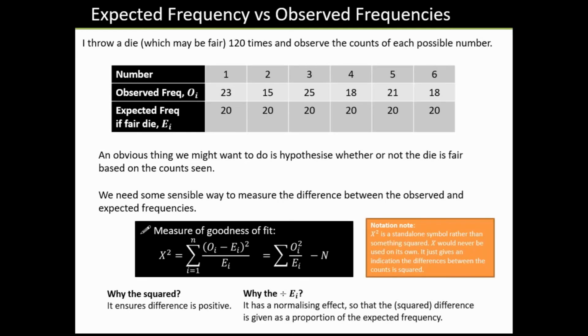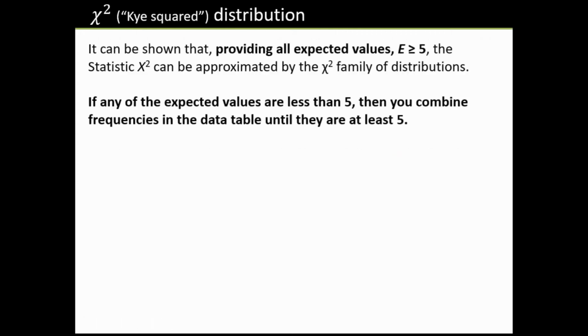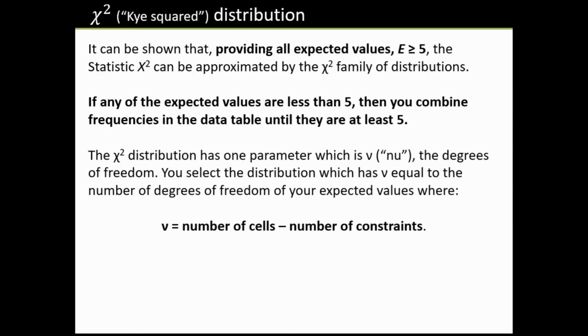So if we go back to this example, our expected frequencies here are all 20, so it's not a problem. However, if any of them, say this one had come out to be 4, then what we'd have to do is combine these two outcomes, the 5 and the 6, so that we'd get an expected value of greater than or equal to 5. But we'll have a look at an example of that later.